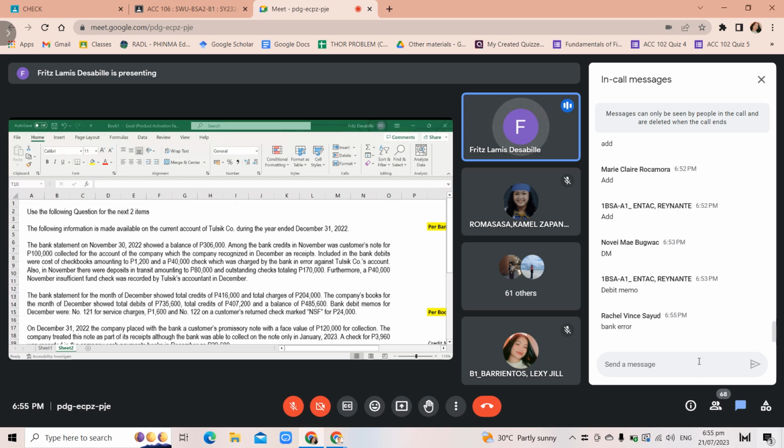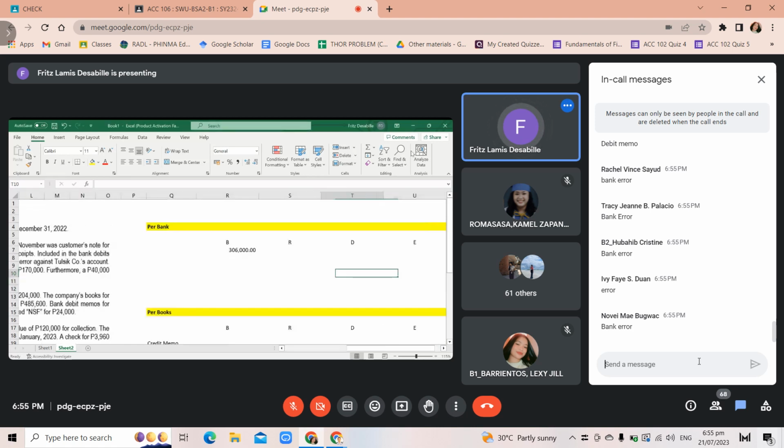Unta ni si 40K, it's a bank error. Since it is a bank error guys, it is a recon item in the bank. Again, if error ni bank, si bank sad mo, correct. So therefore, error. So unsa effect ani?